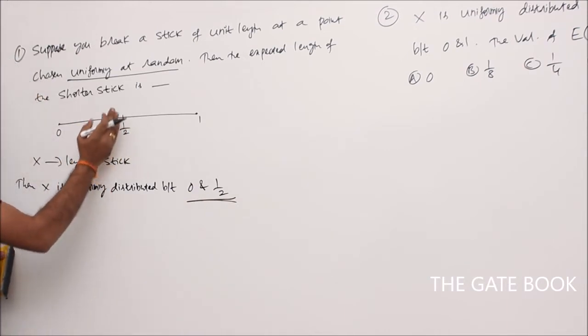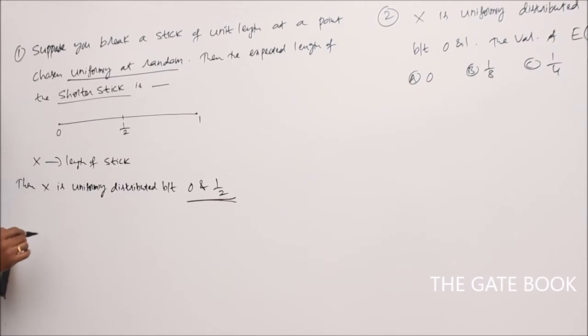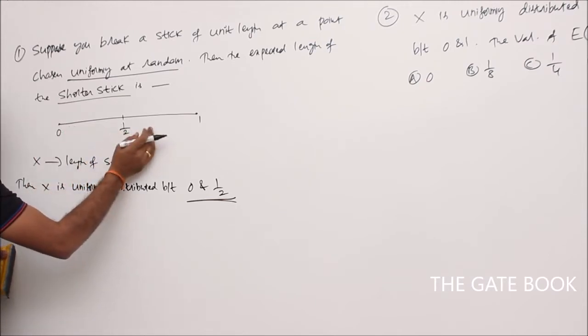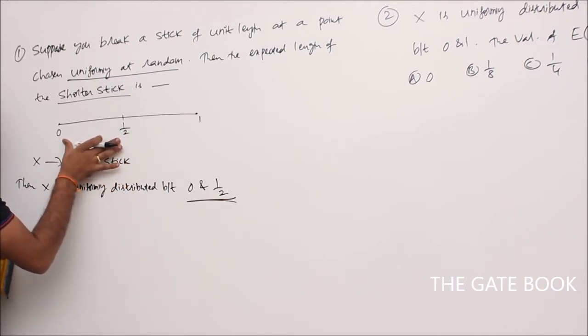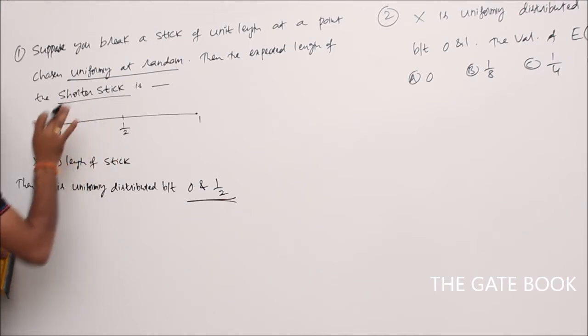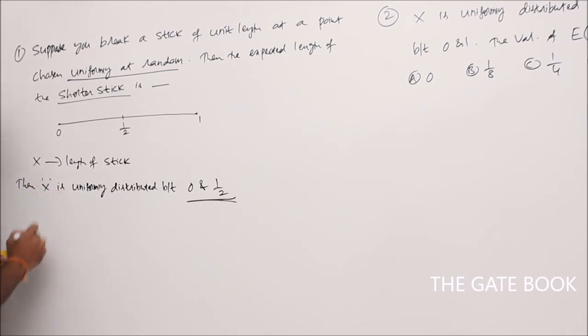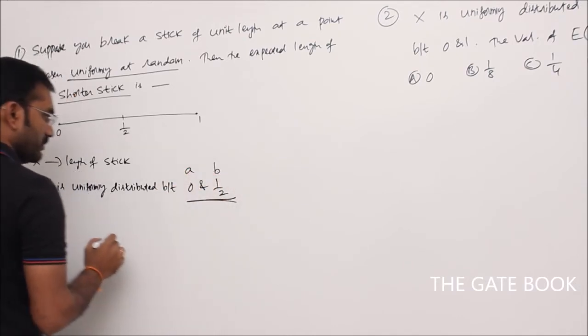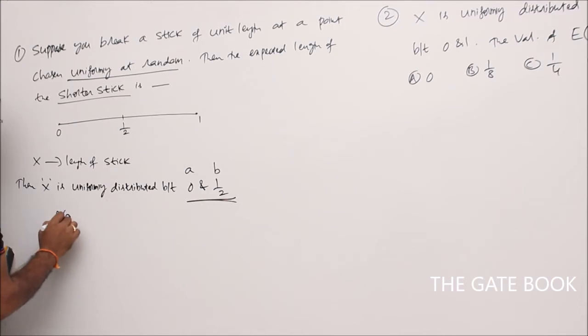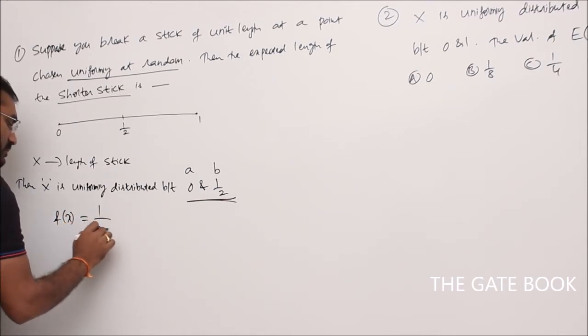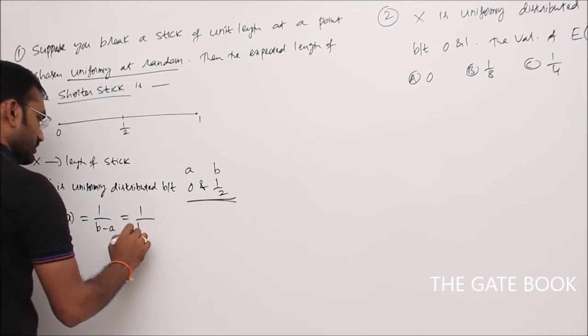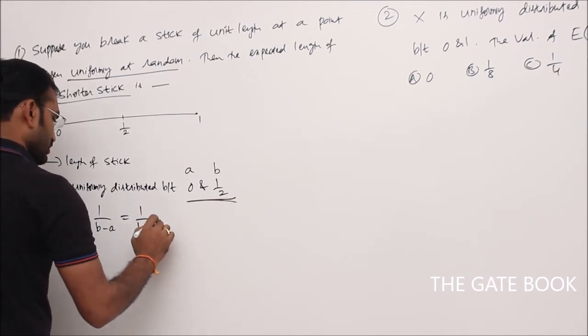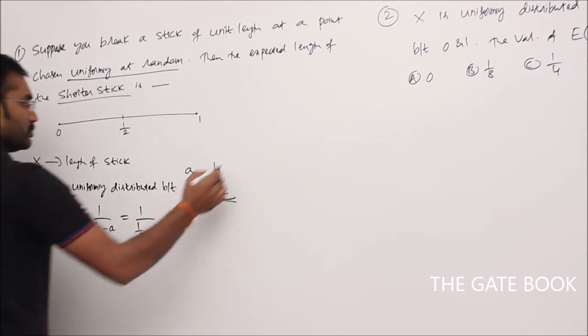Take only this, because we want the shorter stick. Shorter stick means if you go beyond 1 by 2, that will not be a shorter stick. You have to go between 0 to 1 by 2 only. If you break the stick between 0 to 1 by 2, then only you will get a shorter stick. So here x is uniformly distributed between 0 and 1 by 2. Let us say this is the A value and B value: A is 0, B is 1 by 2. The PDF of the uniform distribution is given by 1 by B minus A, which means 1 by 1 by 2 minus 0. So we will get 2. So f(x) is 2.